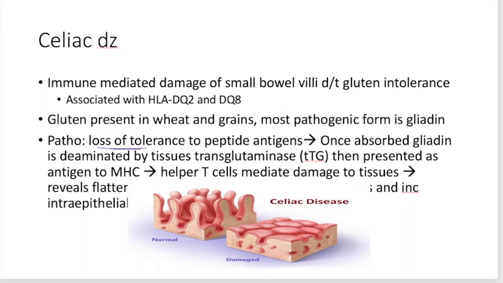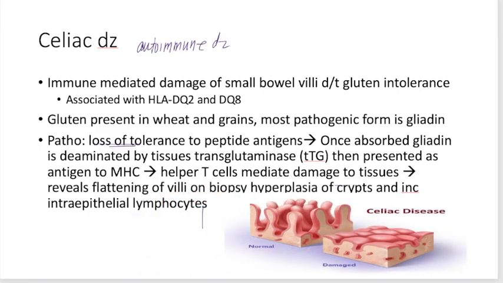And then that's presented as an antigen to the major histocompatibility complex. Helper T cells will mediate damage to the tissues. We see flattened villi on biopsy, with hyperplasia of the crypts and increased intraepithelial lymphocytes. Here is the normal brush border and villi present in our duodenum. In celiac disease, those T cells attack and break it down, and we have that flattening of the villi.